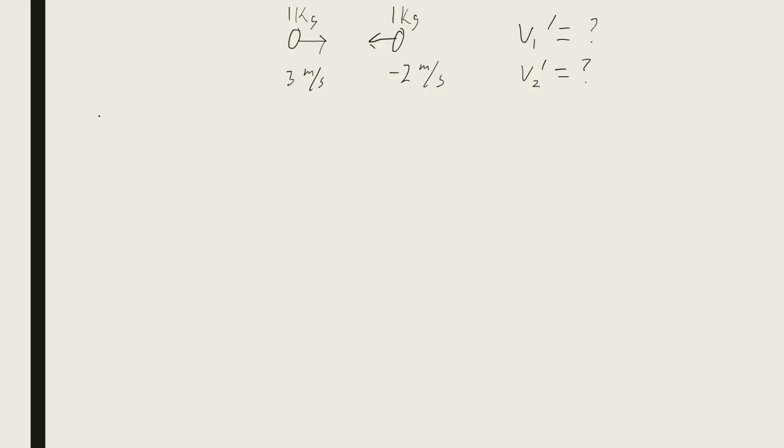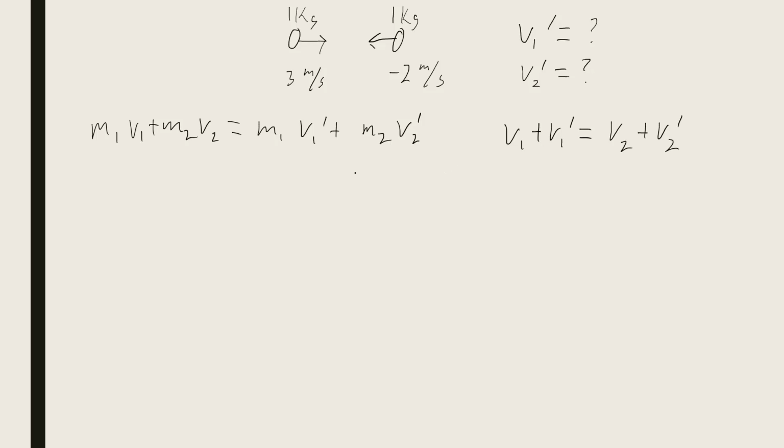The equations we start with are conservation of momentum, so m1 v1 plus m2 v2 equals m1 v1 prime plus m2 v2 prime. And then we have our conservation of kinetic energy equation, which boiled down to v1 plus v1 prime equals v2 plus v2 prime.